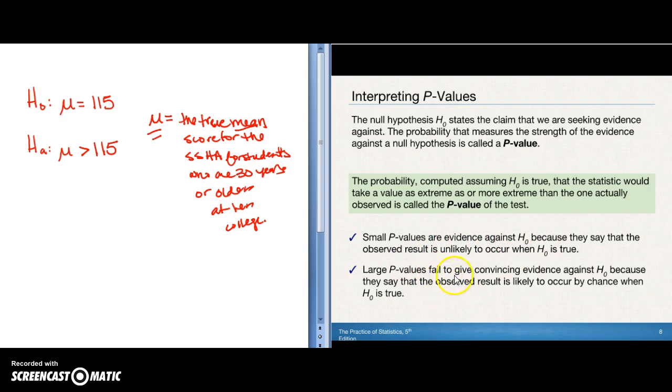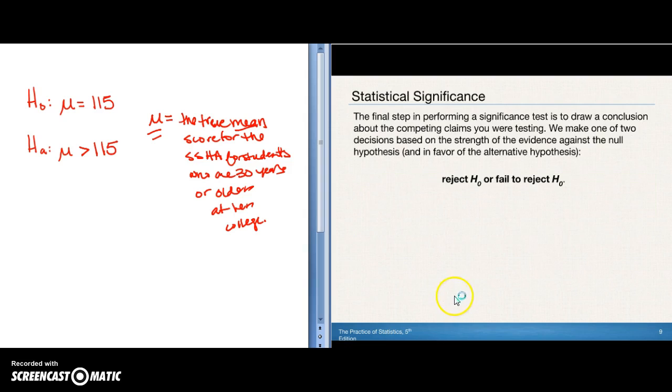So you have a very small probability of that actually occurring. So that's why we have evidence against the null. Large p-values fail to give convincing evidence against the null because they say that the observed result is likely to occur by chance. So it's kind of strange, but small p-values are against the null. Large p-values, we fail to have evidence.